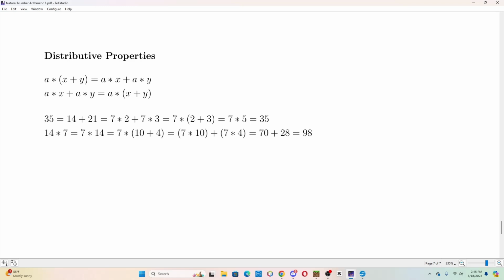The first set of equations starts with 35, breaks it down into 14 plus 21, two multiples of 7. It then demonstrates equation 2 by factoring 7 out of each of these chunks. Then add up 2 plus 3 to get 5, and multiply 7 by 5 to get back to where we started. The second set of equations demonstrates the first equation with the step 7 times 10 plus 4 being equal to 7 times 10 plus 7 times 4. Pause the video to go over each little step.